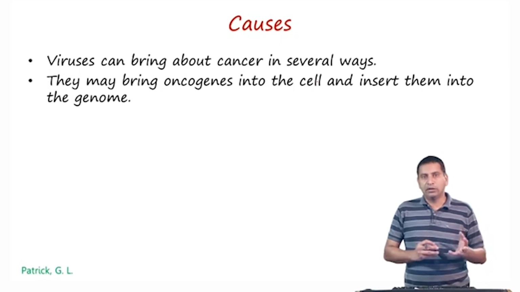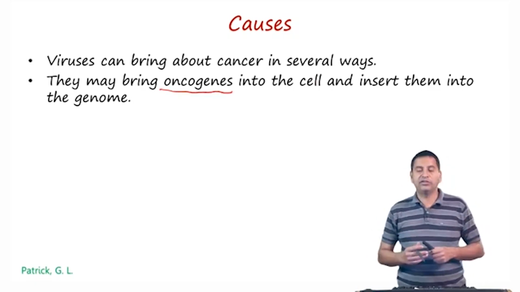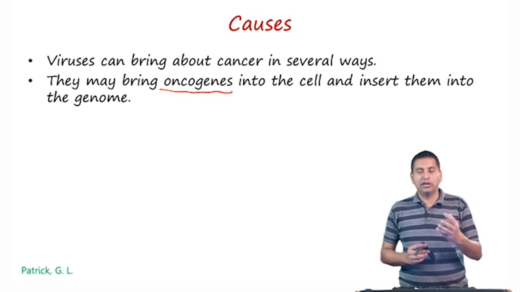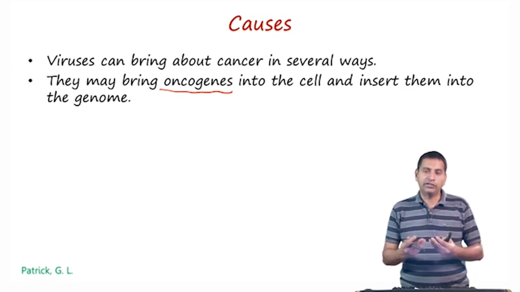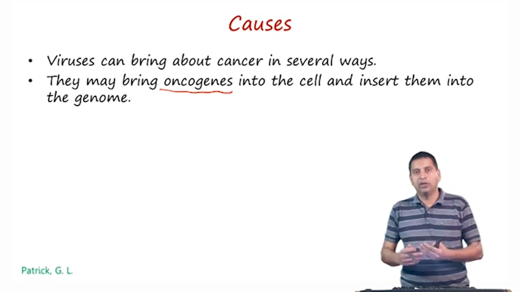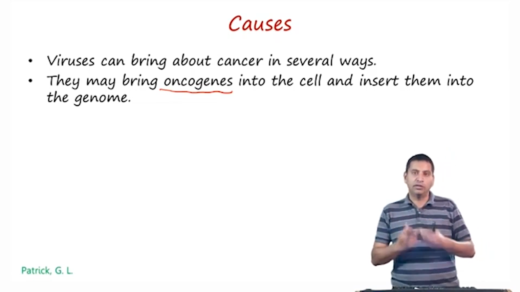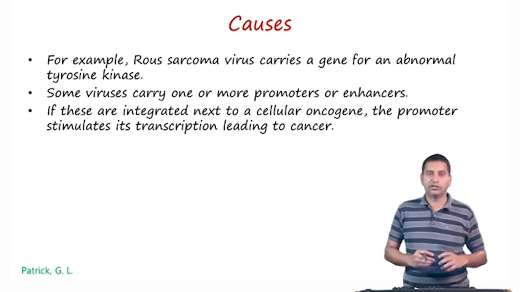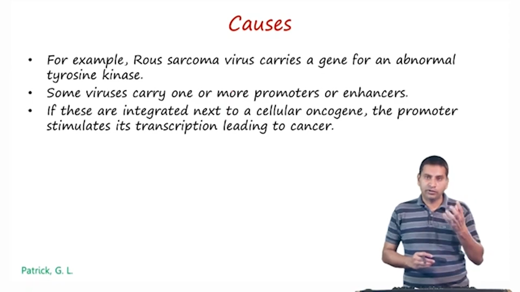Now, viruses can bring about cancer in several ways. They may bring what are known as oncogenes. Oncogenes, we will look at later, but these are genes that are important in cancer. These oncogenes can be brought into the cell and they can insert themselves into the genome. Just a couple of lectures back, we looked at how the virus integrates its own nucleic acids. It could be RNA, which is then converted to DNA, or DNA based viruses can go and insert themselves into the genome. For example, the Rous sarcoma virus carries a gene for an abnormal tyrosine kinase. Some viruses carry one or more promoters or enhancers. If these are integrated into the cellular genome, then the promoter stimulates its transcription, leading to cancer.